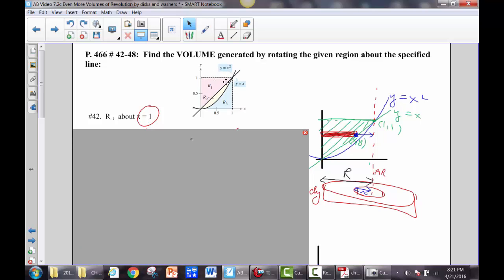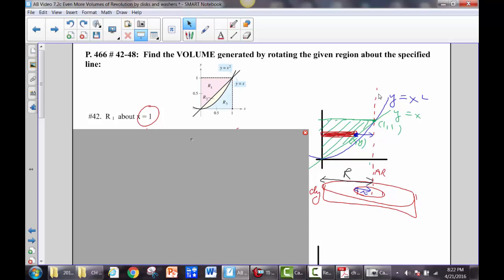Okay, so I've drawn these little lines to help you. Region 3 is this region down here below the parabola, bounded by the line x equals 1 and the x-axis. Region 2 is the region between the two curves, and region 1 is bordered on the top by y equals 1, on the left by the y-axis, and on the bottom by the line y equals x. So there are 3 different regions. For number 42, we're taking region 1, which is this green region right here, above the line, and we're rotating it about the line x equals 1, which is this line over here.